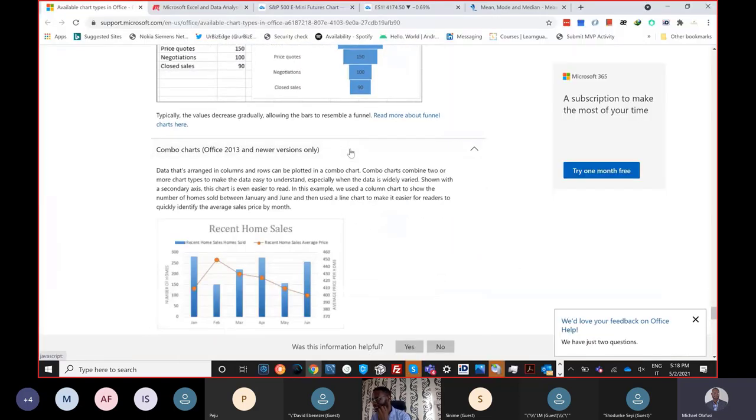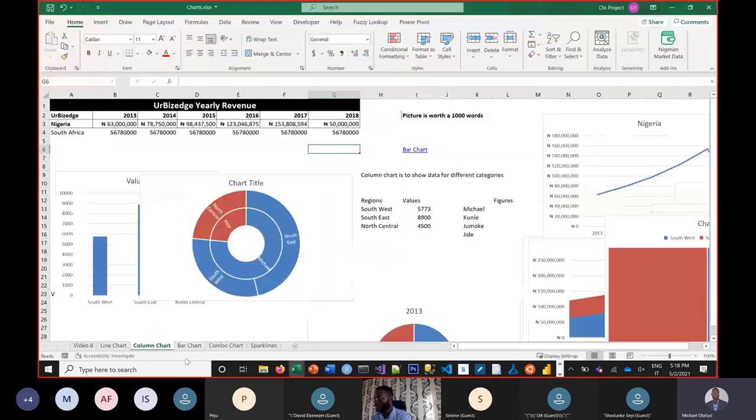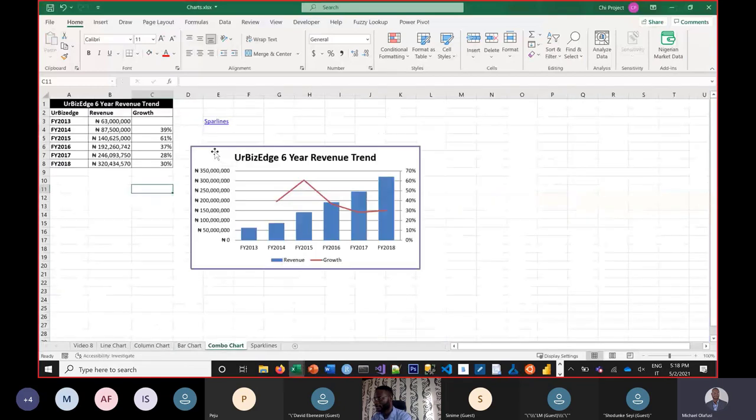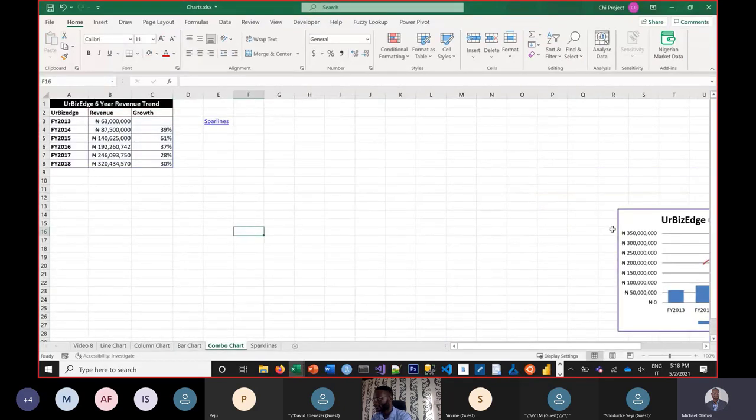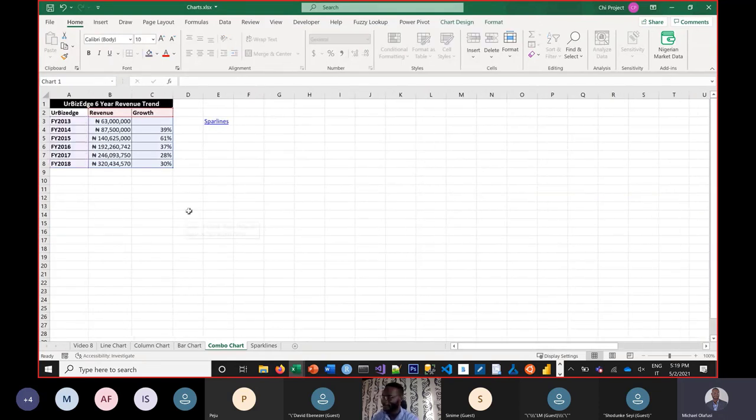Combo chart is not a chart type, so I'm not going to call it a chart type. I'm just going to demonstrate a situation where it might make sense to do a combo chart. So let me take this one. Close your eyes so that you will not have seen this chart. Then I can talk from scratch. You can open your eyes now.